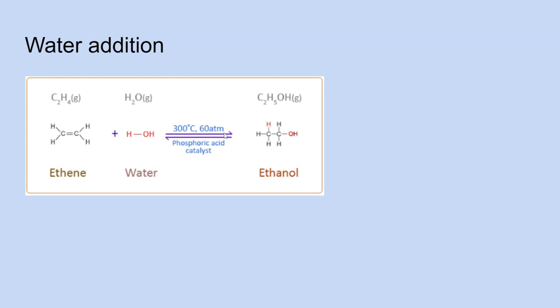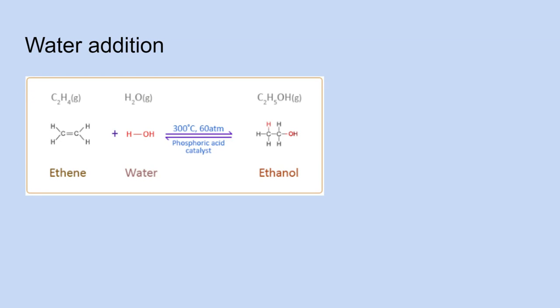It's going to be at a pressure of 60 atmospheres. So if you're at sea level, the air around you is at 1 atmosphere or 1 atm. This is 60 times that. So we've got a high pressure there. You also need a catalyst of a strong acid. In this case, it's phosphoric acid. You're expected to remember these conditions. They can ask you these conditions.